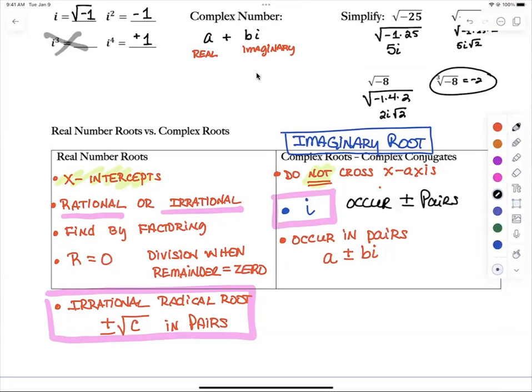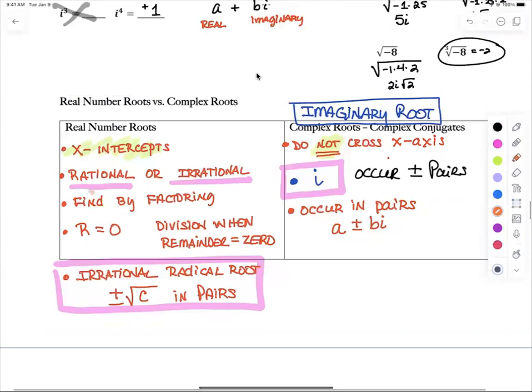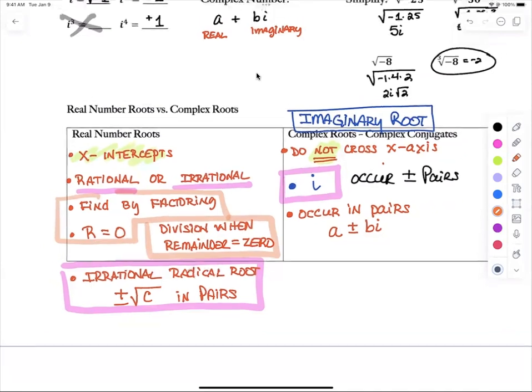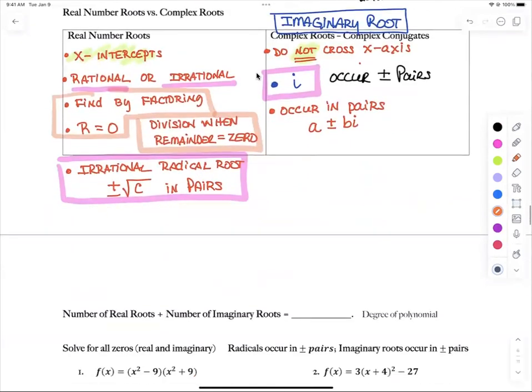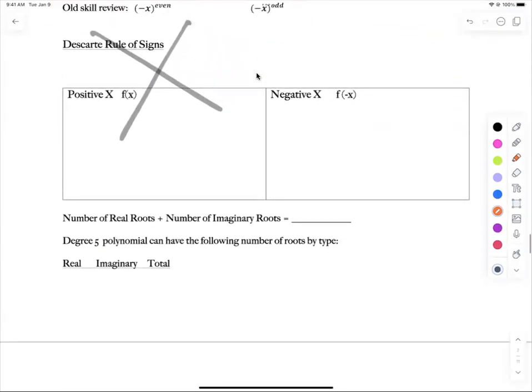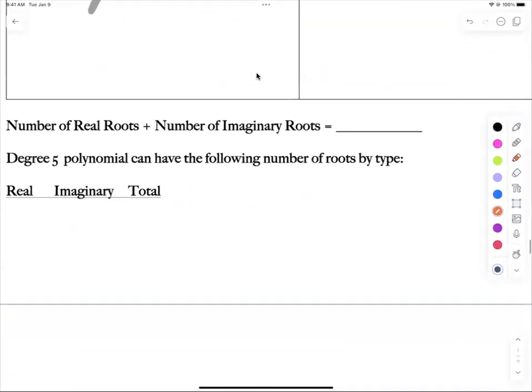And you can find both by factoring. And when your remainder is 0 after a division problem, you know you found a root, whether it's real or whether it is imaginary. So the next skill in this unit, I'm going to bypass all of this. I'm going to move to this spot right here.